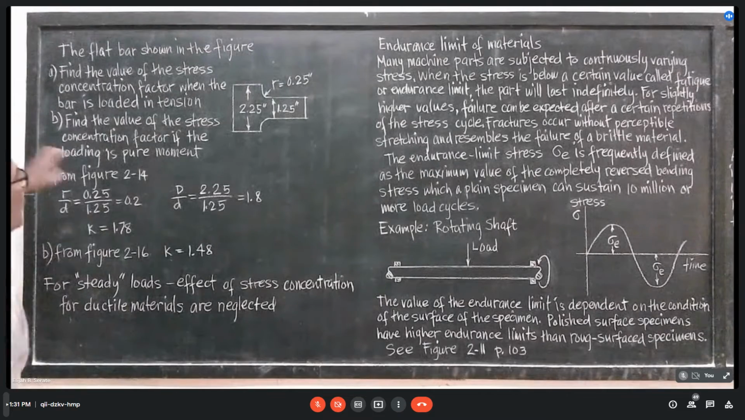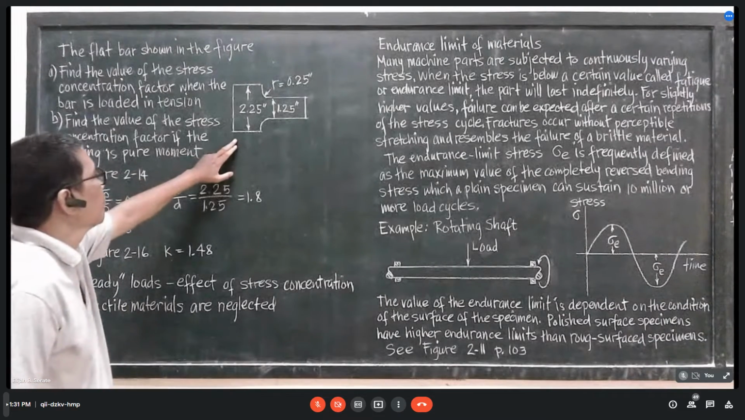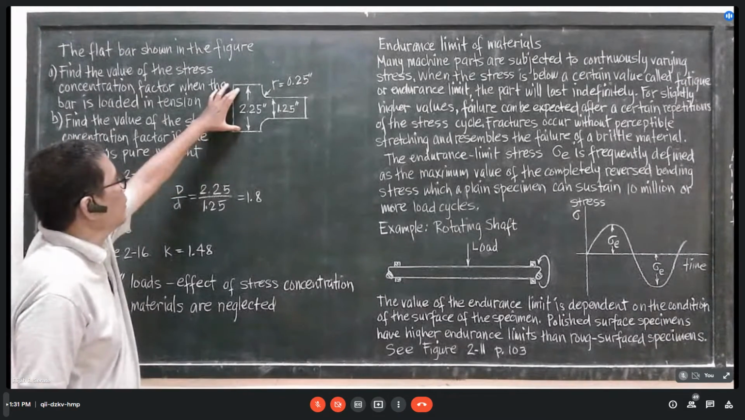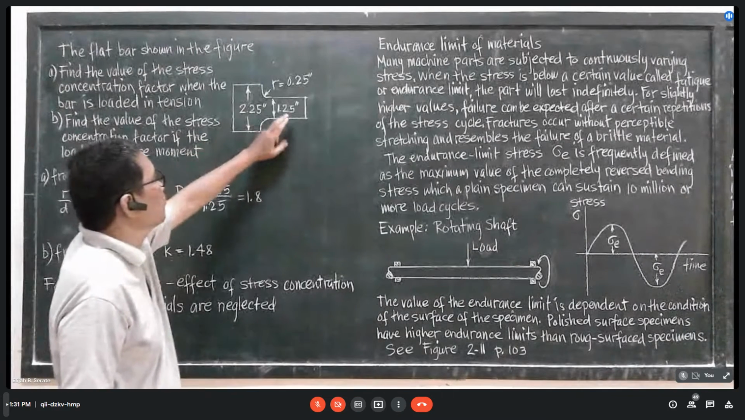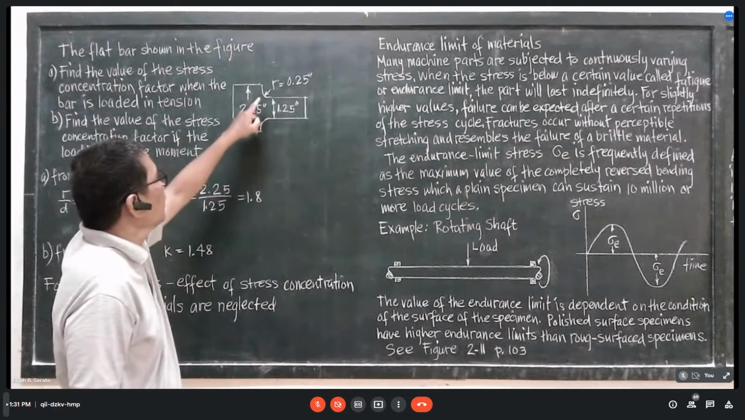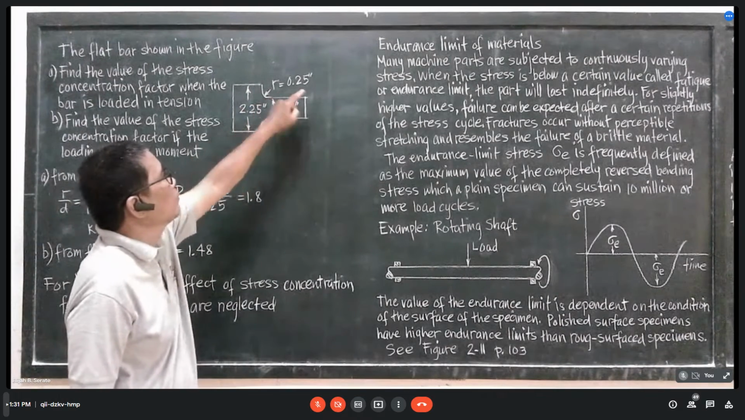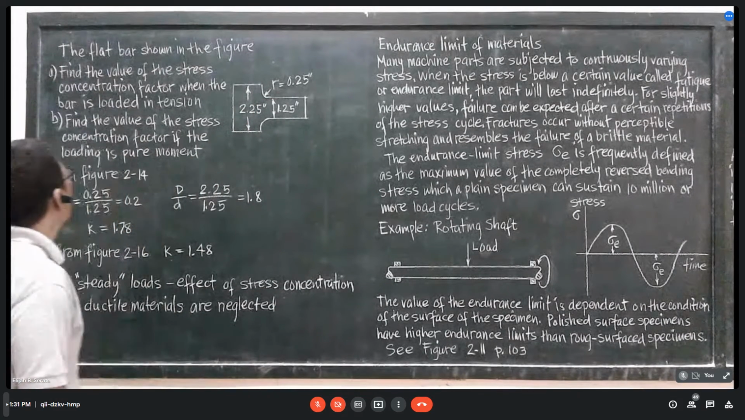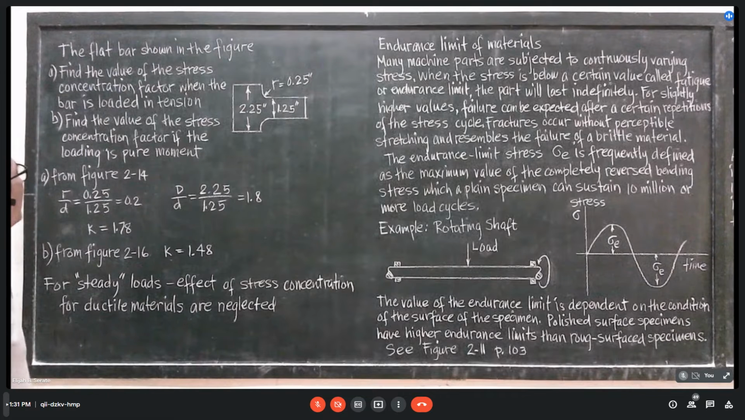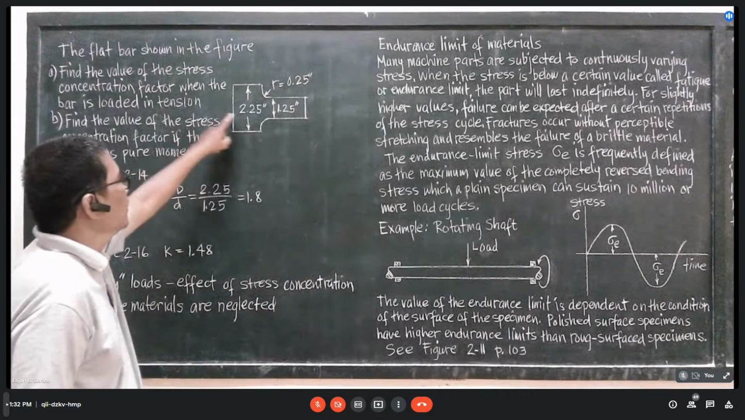What we have here is a flat bar. The bigger width is 2.25 inch and the smaller width is 1.25 inch. This is your fillet radius, which is 1/4 inch. Now, we are going to find the stress concentration factor K when the bar is loaded in tension.